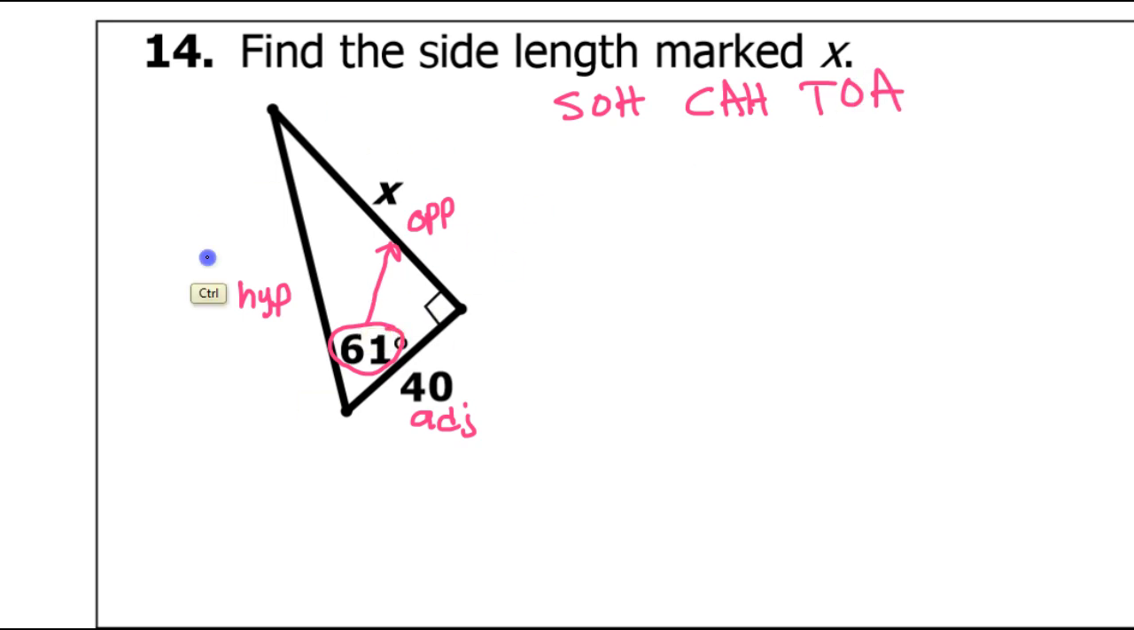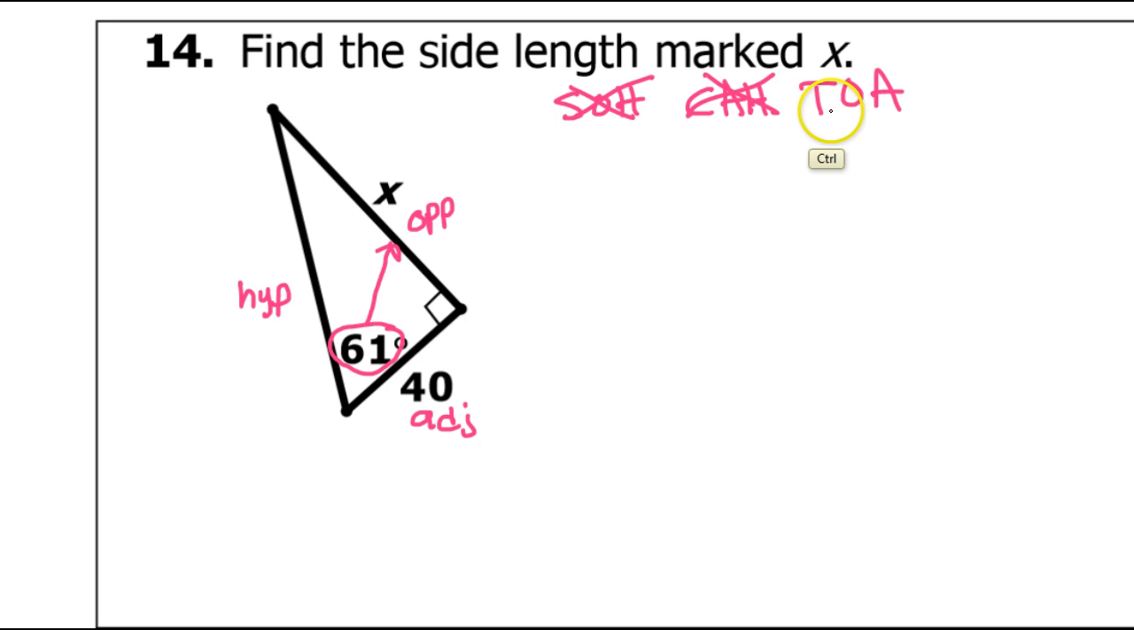Let's see, which one of these three sides is doing nothing? The hypotenuse. We're not given the value, and it's not what we're looking for. The hypotenuse is useless. So that means we're not going to use the sine function. We're not going to use cosine. Both of those have the h in it. They have the hypotenuse that we're not using. So that tells us that we're going to use tangent.